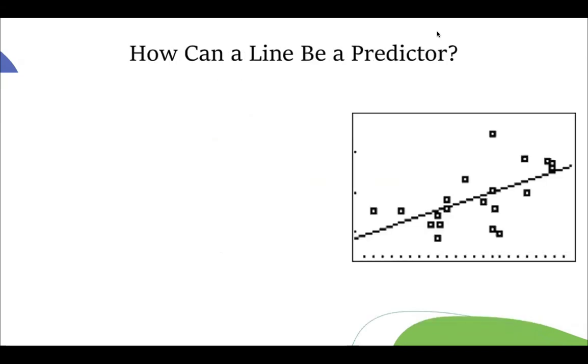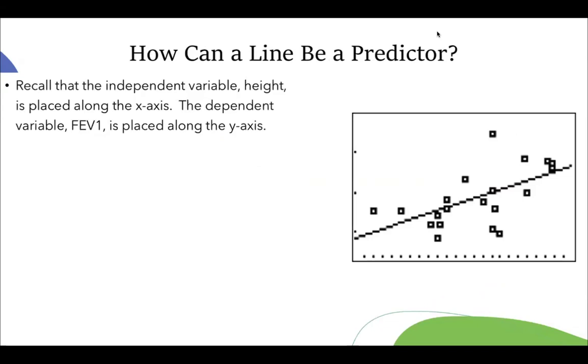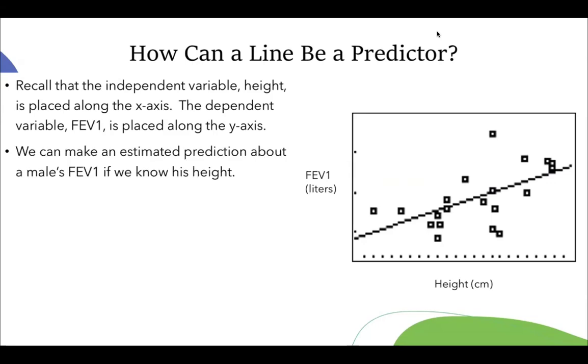This is more of the same here. The horizontal axis, the independent variable, is height. So let's remember what that means in this example. Height is placed on the horizontal axis. The dependent variable, FEV1, is placed on the y-axis. FEV1 goes vertically. So we can make an estimated prediction about a male's FEV1 if we know his height.